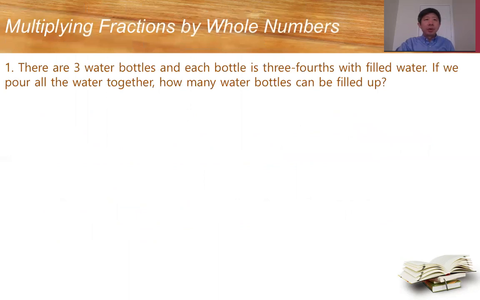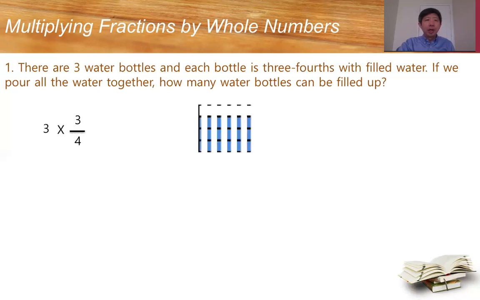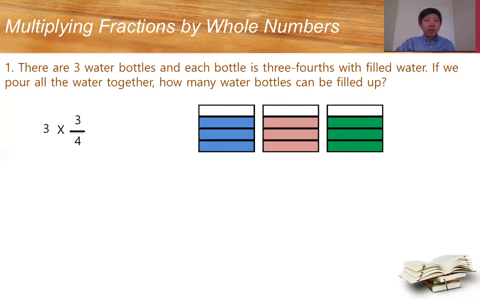Now, here is a problem. We can take a look. There are 3 water bottles, and each bottle is 3/4 filled with water. If we pour all the water together, how many water bottles can be filled? So you take 3 water bottles, and each one is 3/4.